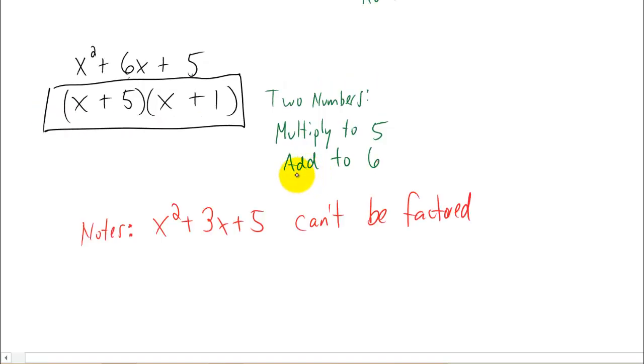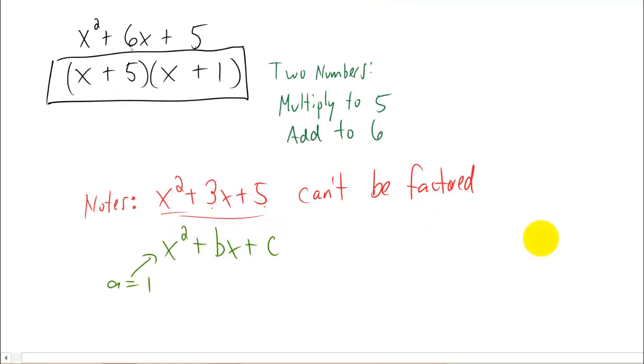Now this problem pretty often brings up a question. Since 1 and 5 are the only two numbers that are going to multiply to give you 5, what would happen if your middle term wasn't 6x? So what if you had this example right here? Well, as it turns out, this trinomial cannot be factored into two binomials because there are no numbers that multiply to 5 that add to 3.